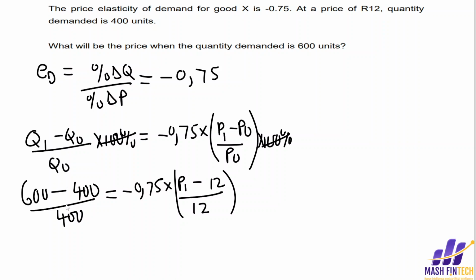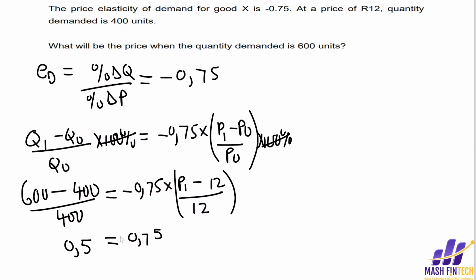All right. So if you subtract this, 600 minus 400 is 200 over 400 is 0.5. So this is half, which is equal to minus 0.75.